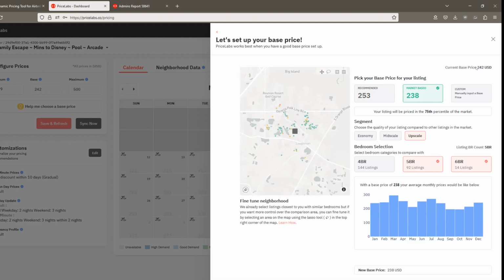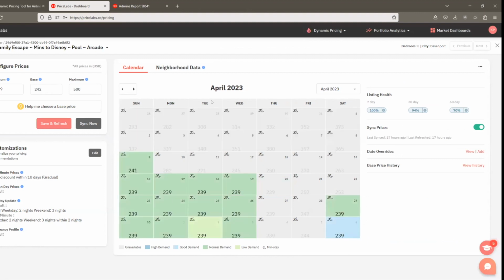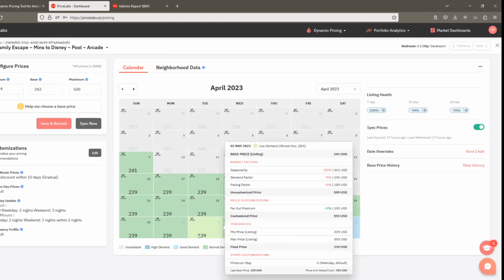So that's one. Now, the reason it becomes important is this property is in Orlando, a little bit away from Orlando, but in the Orlando area. And you'll see that for spring break, generally speaking, the base price is 242, but most of the spring break, like March, is booked. A ton of April is also booked. A lot of the midweek in here is sitting at that 239. It's sitting at that minimum price.